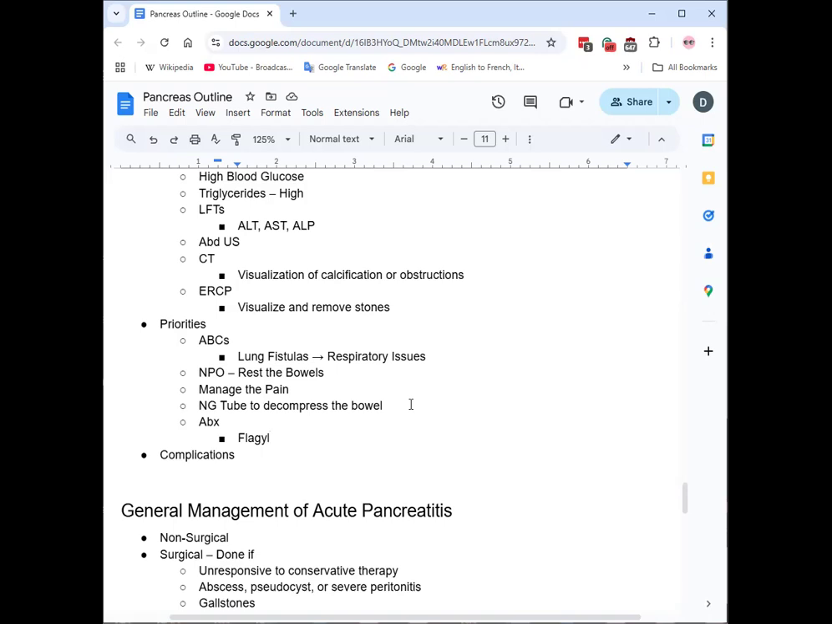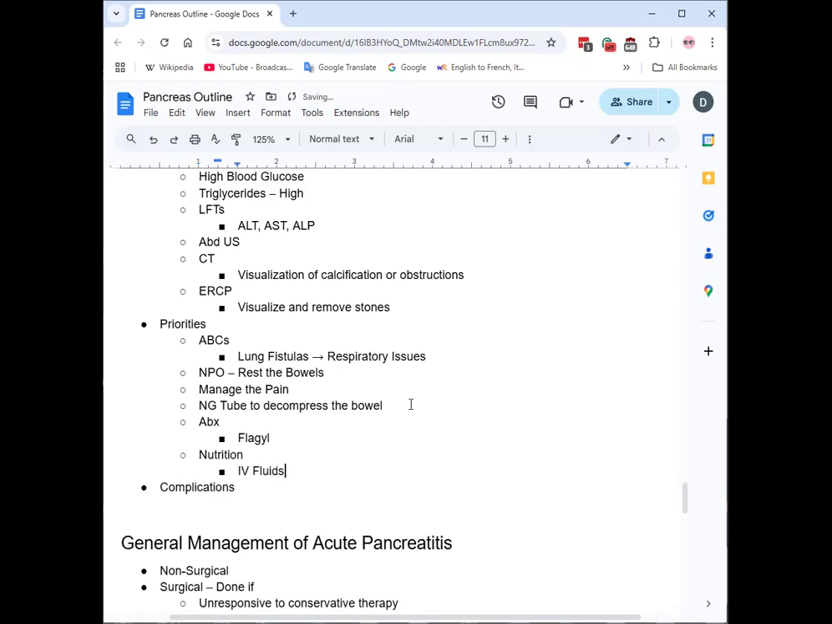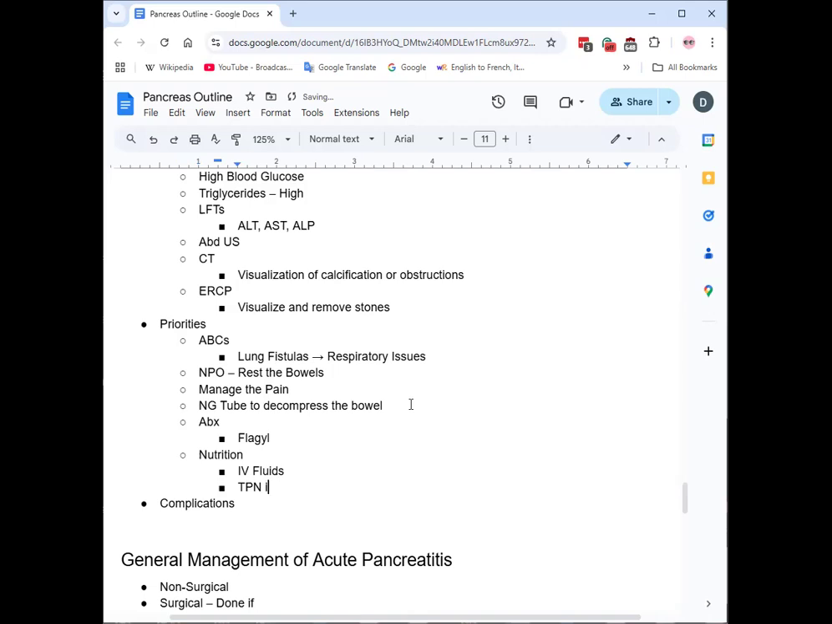But anyways, nutrition is going to be there. You're going to be on IV fluids, TPN if NPO longer than that.